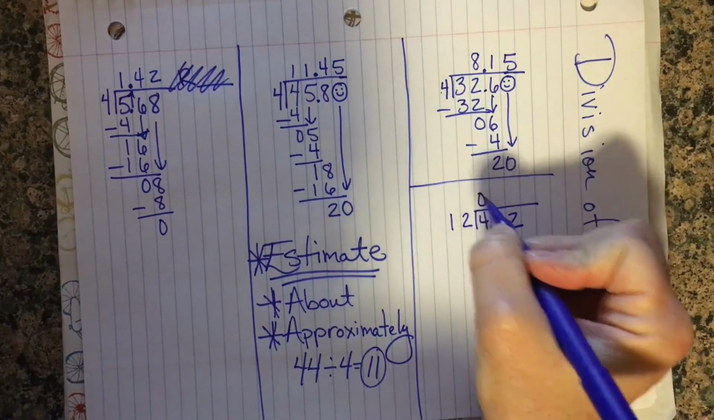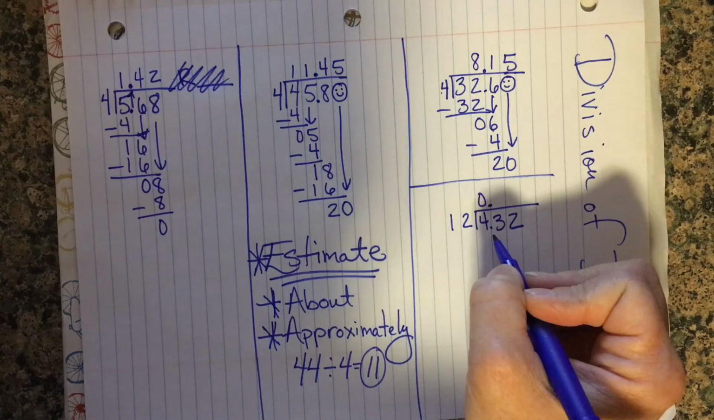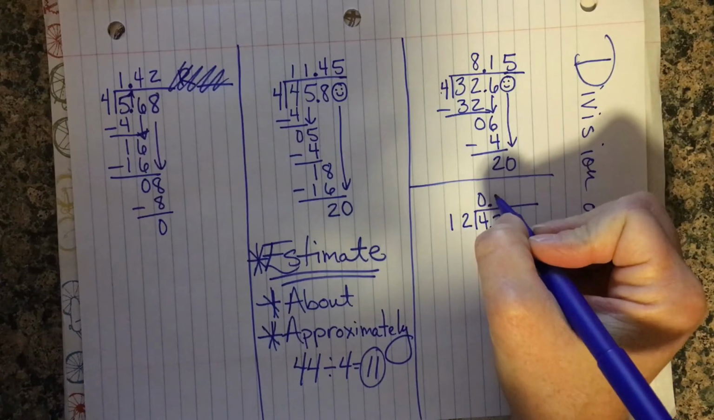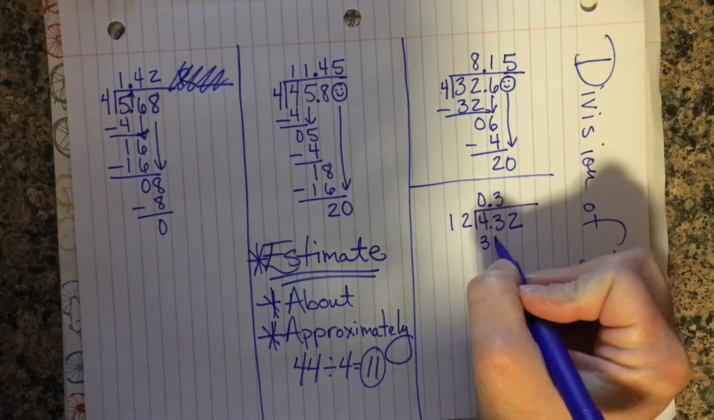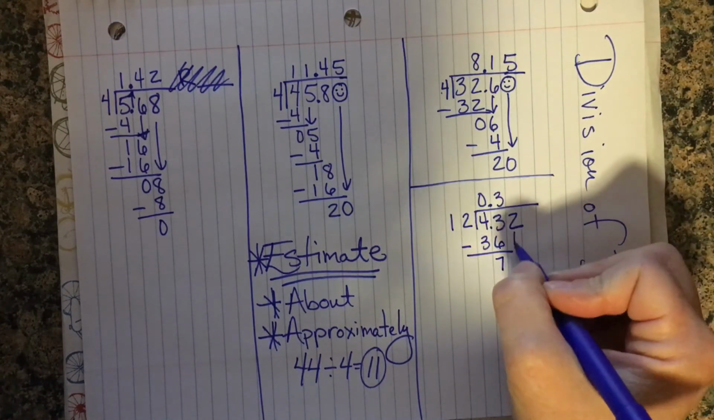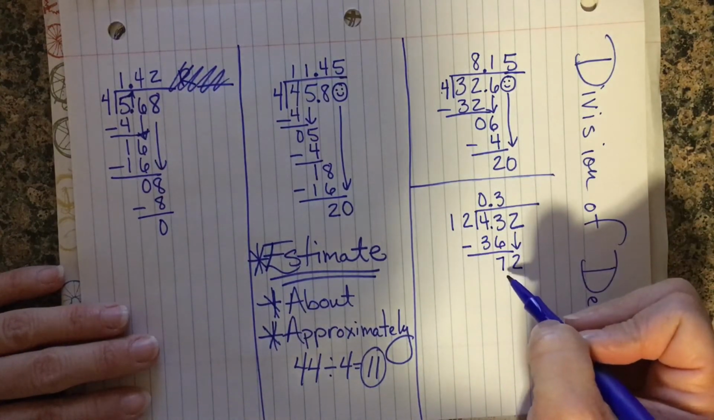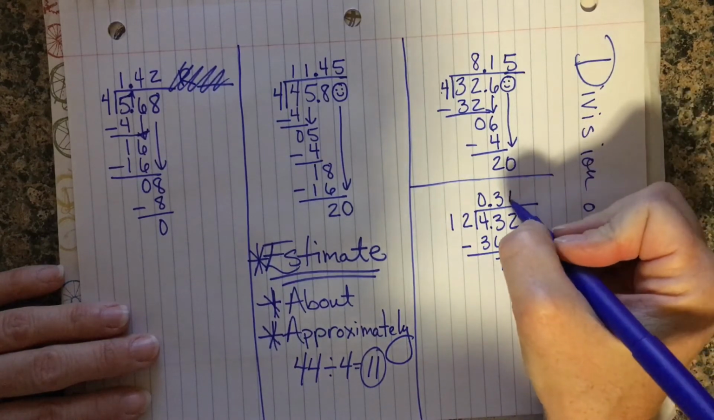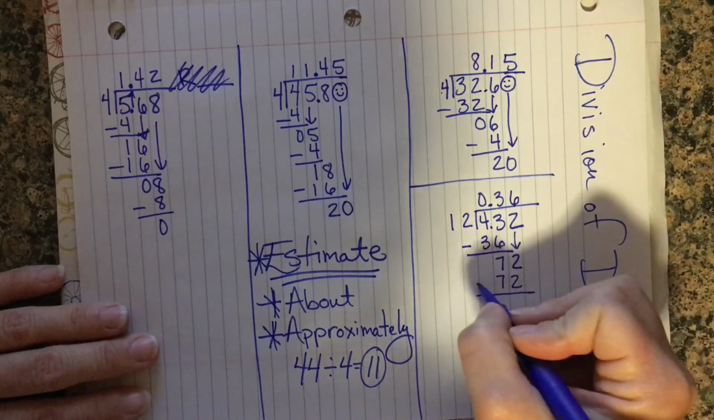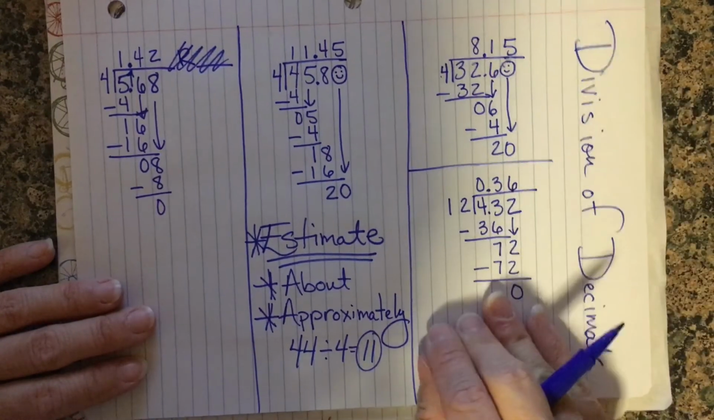12 can't go into 4, so I'm going to go ahead and put a 0 there. 12 will go into 43. Three times 12 is 36. I have 72 here. So 12 into 72. 6 times 12 is 72. And with this one, I didn't need to add a 0. I just was done in one shot.